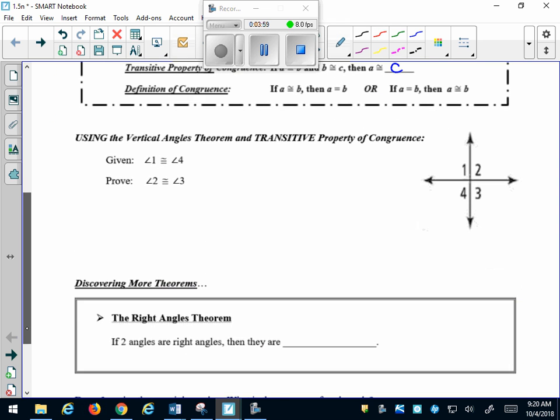Okay, so in this proof, we're going to use the vertical angles theorem, and we're also going to use the transitive property of congruence. So start with your given, like always. Angle 1 is congruent to angle 4. Given.